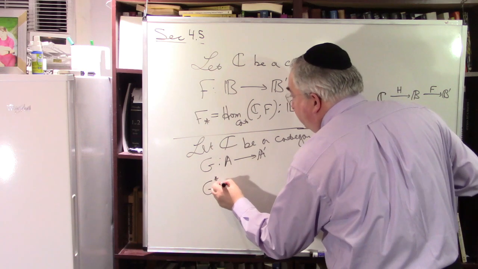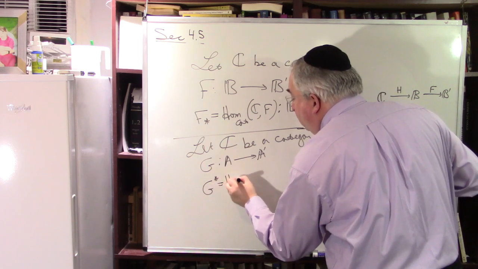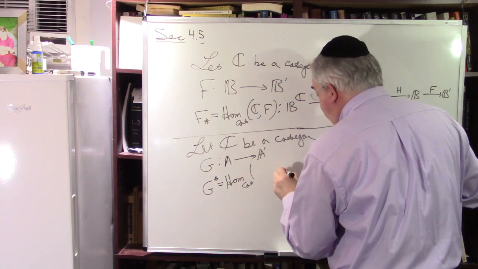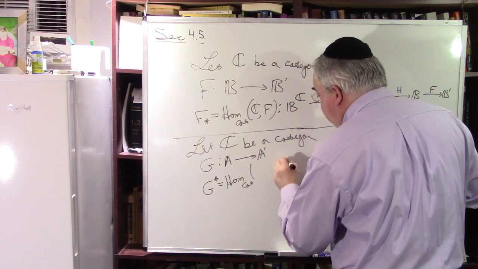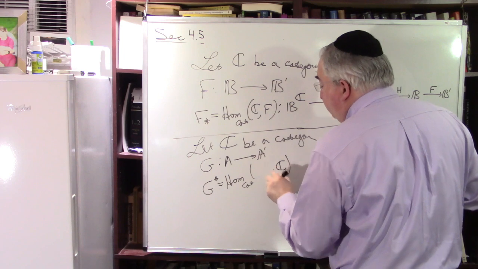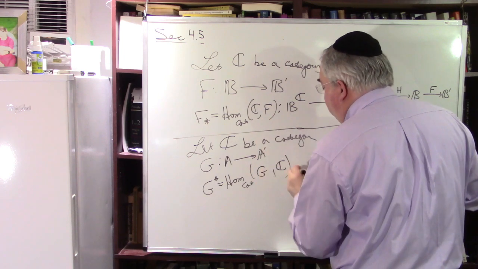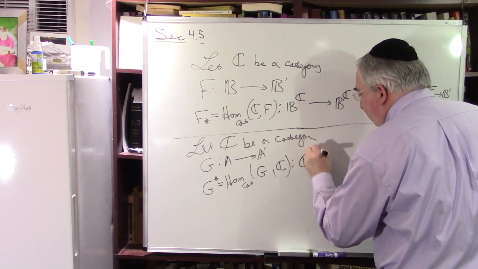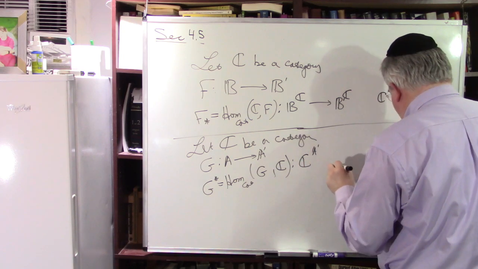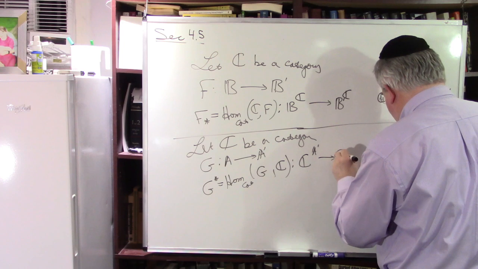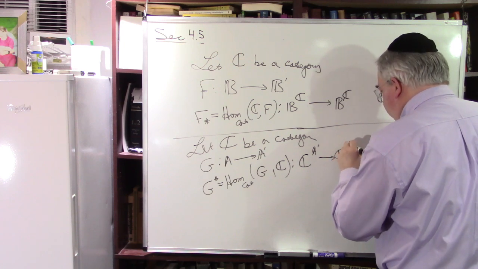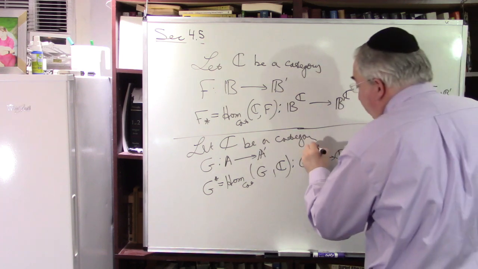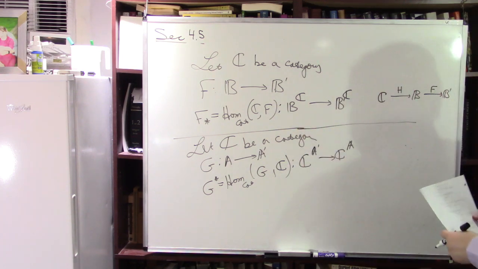Okay, and this is going to be equal to hom, in the category of categories, where C is the target, and here's going to be G. And so this goes from C of A prime to C of A. In fact, most of the examples we're going to see are going to be this contravariant part, not the covariant part.